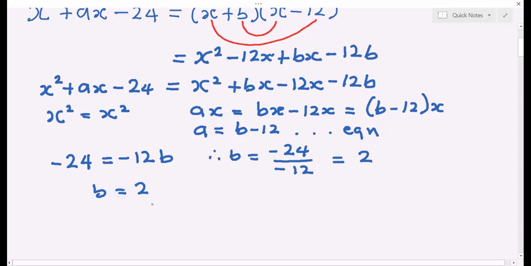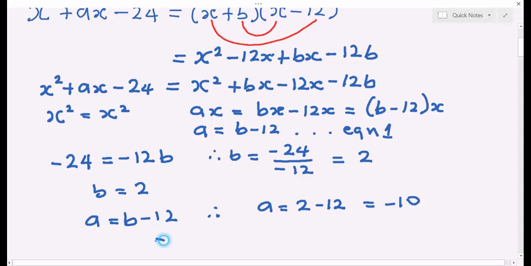We'll go back to equation 1, where we say our a is equal to b minus 12. So we substitute 2 for b. This will give us a is equal to 2 minus 12, which is equal to minus 10. So our a is equal to minus 10 and our b is equal to 2.